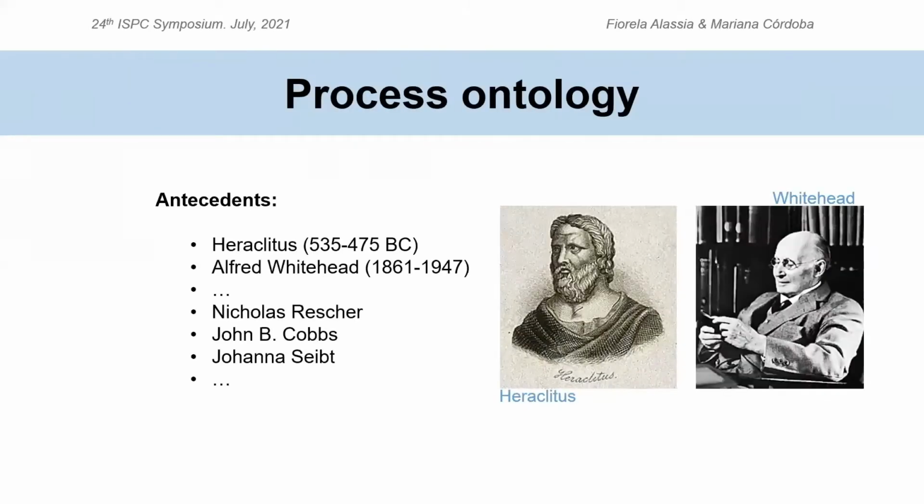The classic antecedents of processual ontology include the work of Heraclitus, Whitehead, more recently Rescher, Cobb, and Seibt, among others. Due to lack of time, we will not describe their ontological proposals, but we will see in more detail the work of some philosophers of chemistry and biology that focused on the processes and dynamic aspects within these sciences.